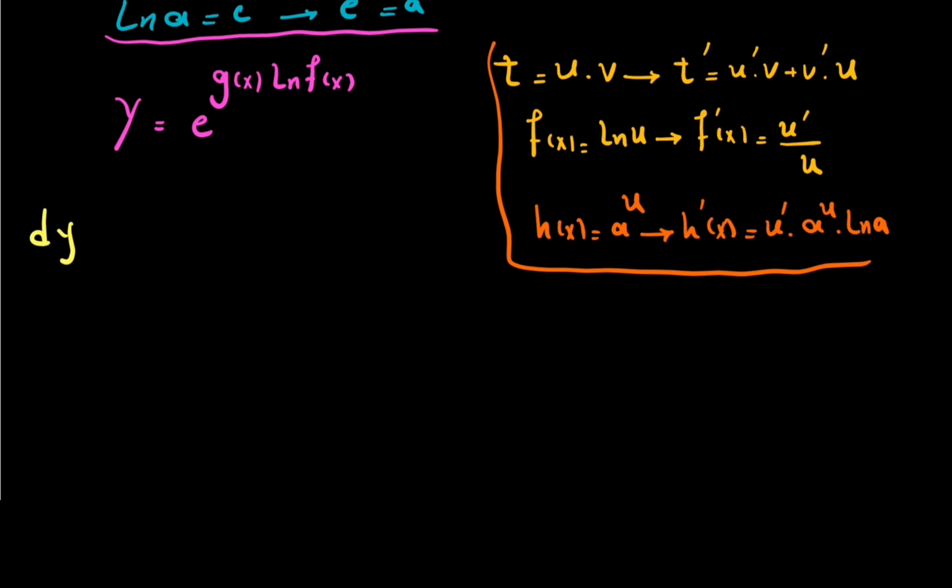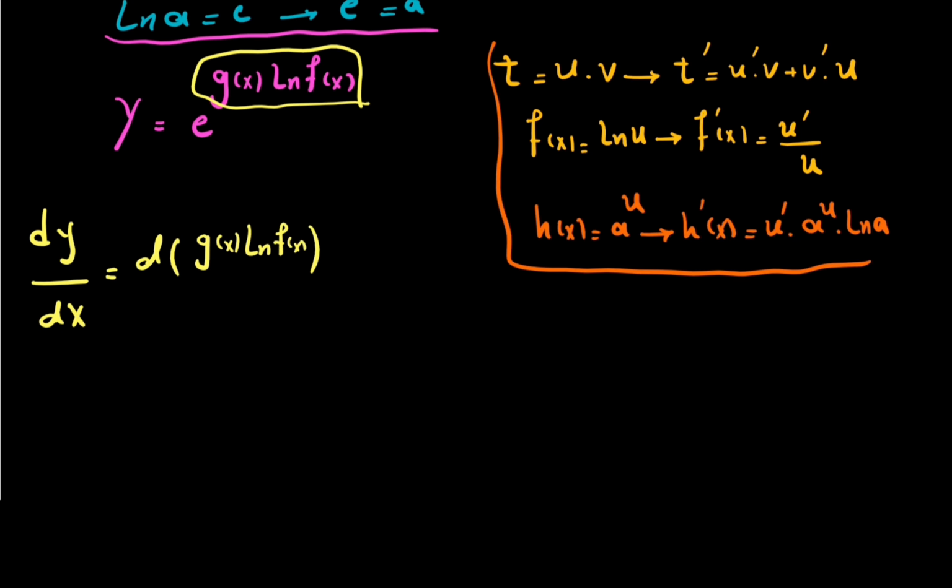dy divided by dx equals, for the first step we have to take the derivative of these really nice functions, so I write it as the derivative of g(x) times ln f(x) divided by dx, times e to the power of g(x) times ln f(x). And I don't write ln e because that's equal to 1, you know this.